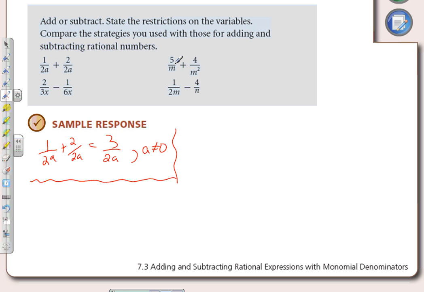Let's go to the next adding one. We've got 5 over m plus 4 over m squared. I need to have a common denominator. Well, I've got m and I've got m squared. Well, if I multiply the first one by m over m, I can get it into m squared. So I'm going to adjust it that way. My LCD in this one is equal to m squared.